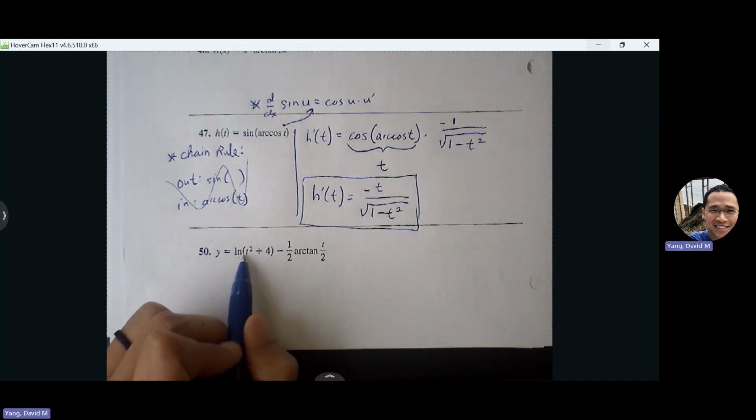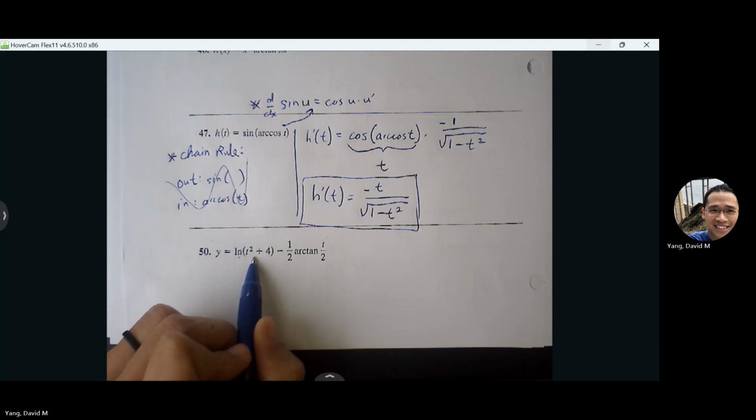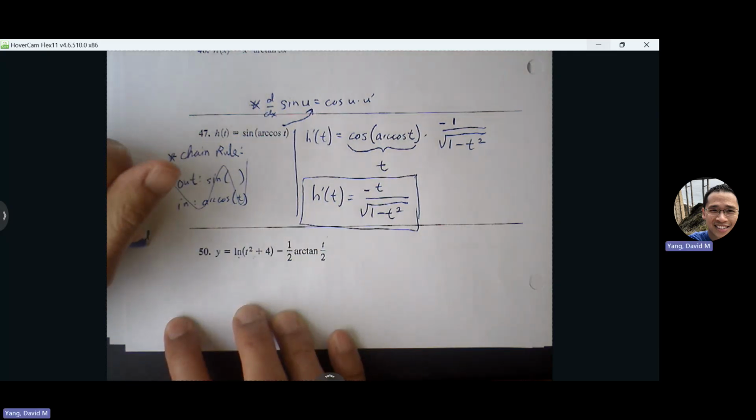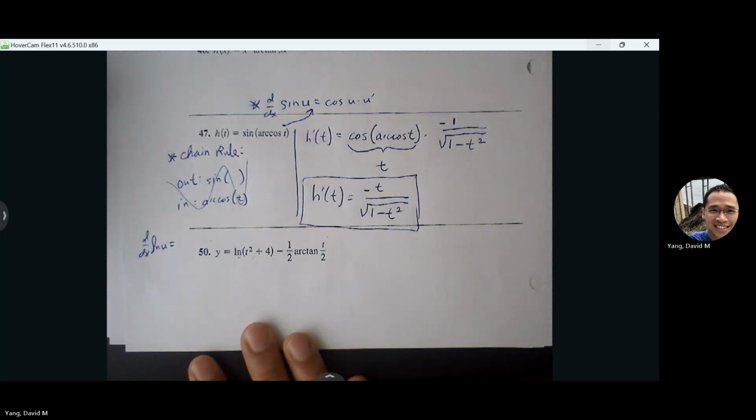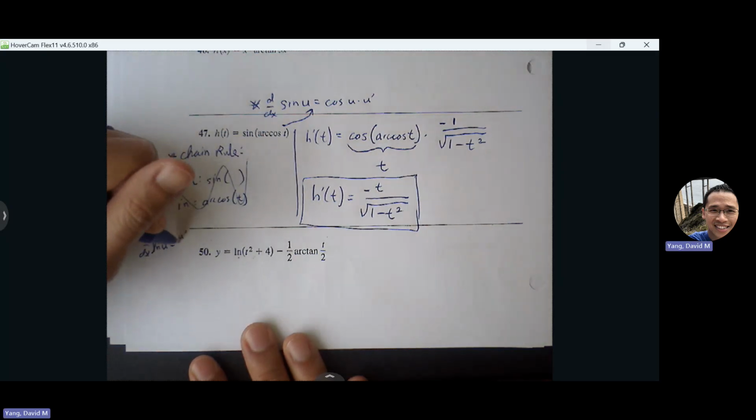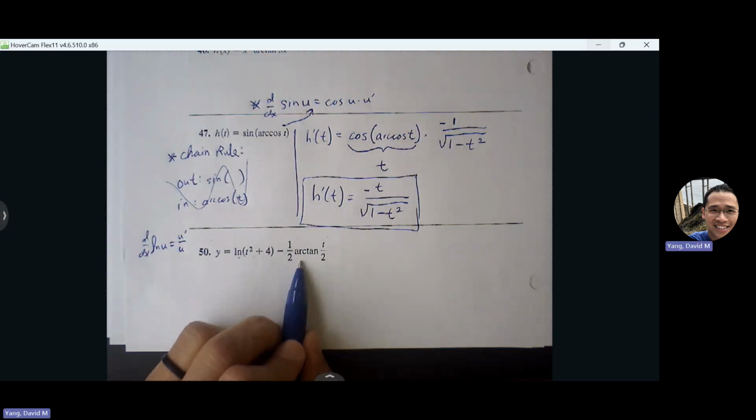Next one here, natural log of u. What's the derivative there? What's our derivative rule there? Natural log of u becomes what? U prime over u. And then we can apply the arctangent rule for the second part.